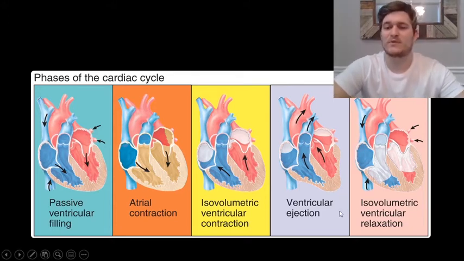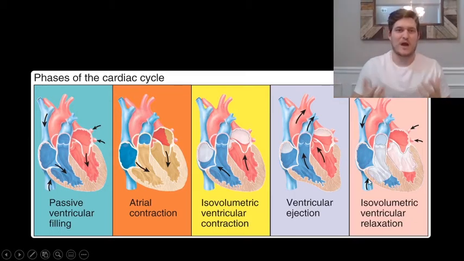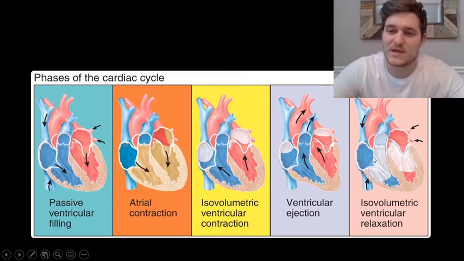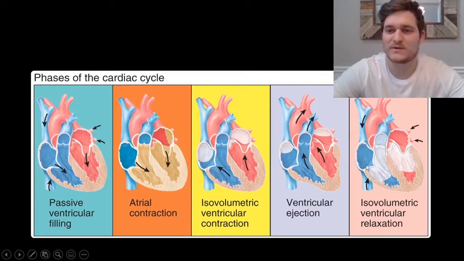And then finally, what's going to occur is that once the blood is ejected from the ventricles, these valves will close, and then these muscle fibers are going to start to relax. And what that does, it helps drop the pressure inside the ventricles. So this way, when these atrioventricular valves open again, blood is going to move and start the cycle from the atria to the ventricles.